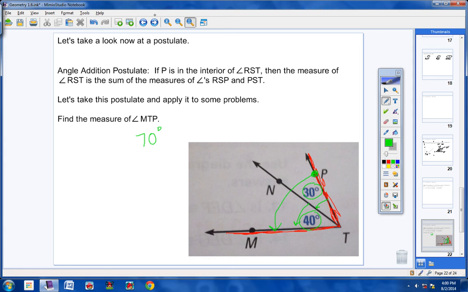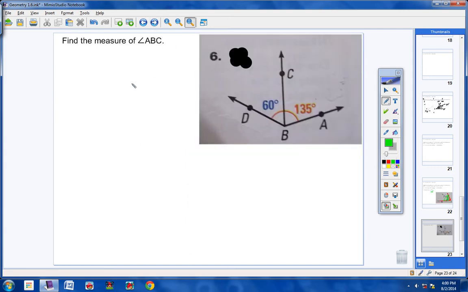Okay, let's try another problem. Go ahead and copy this in your notes if you would, please. I want you to copy an angle that looks like this. We're going to call it angle DBA. And then I want you to draw a ray that's pretty much going straight up in the air, and we're going to call that ray BC. Okay? Ray BC. And I want you to find the measure of ABC.